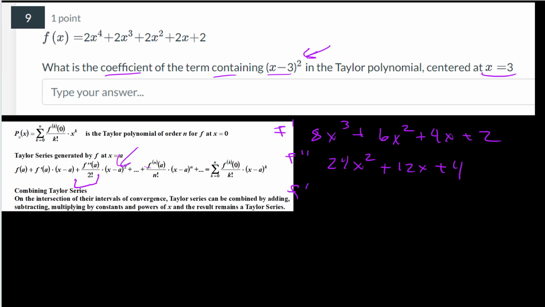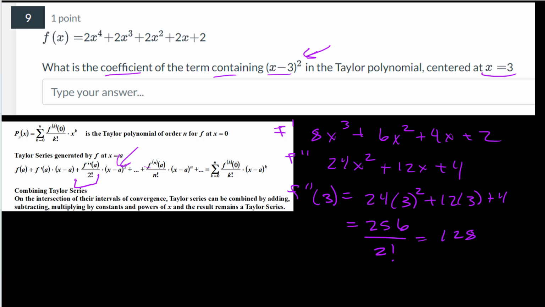And then we're going to evaluate the second derivative at the place where it's centered. So this one's centered at 3. Then we put 3 in there for all the x's. So we got 24 times 3 squared plus 12 times 3 plus 4. And I think that comes out to 256. And then we're going to take 256 and divide it by 2 factorial, which is going to give us our answer of 128.